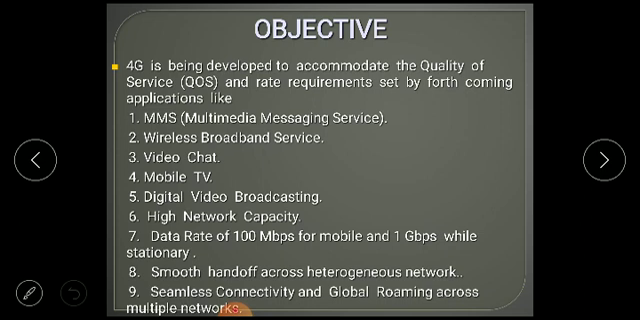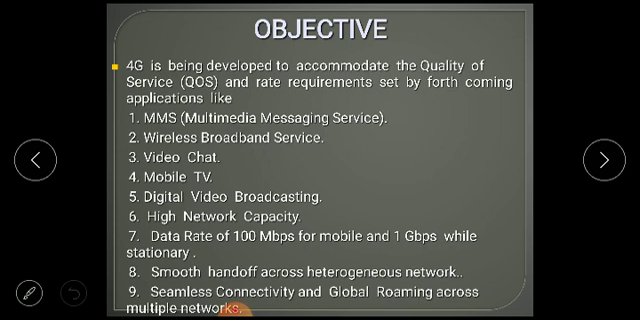And also the connectivity and global roaming across multiple networks, right? The roaming ability if we move from one state to another state, like that, right? So we know at present we are using the 4G network.